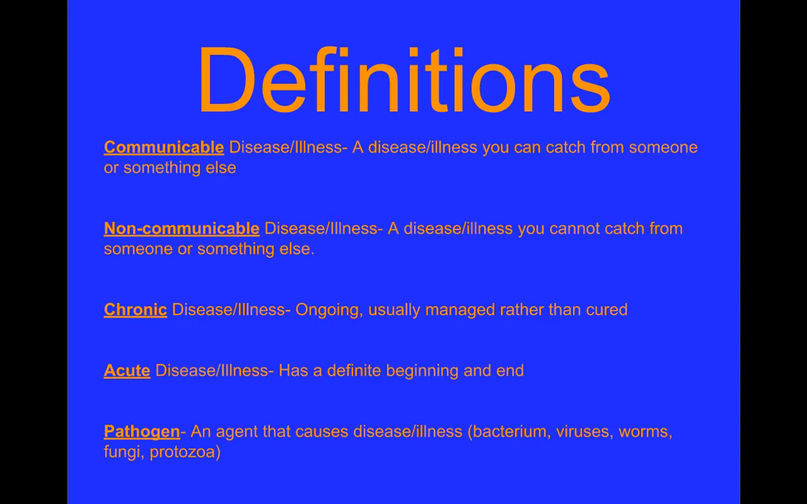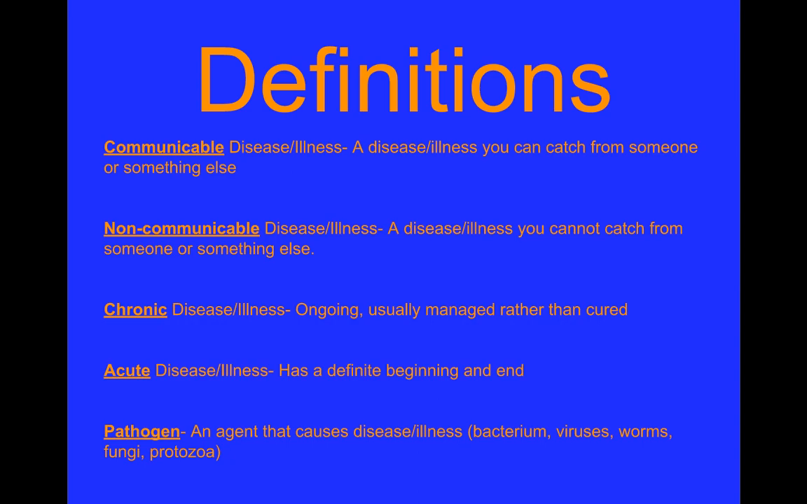A chronic disease or illness is an ongoing illness or disease. It usually is managed rather than cured, and chronic diseases are most associated with non-communicable diseases. Acute diseases have a definite beginning and a definite end, and these are mostly associated with communicable diseases, or illnesses that you can catch from someone or something else, like a cold. You can catch a cold from someone else. A cold has a beginning, but then you eventually get over the cold.